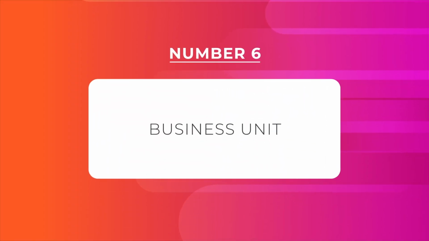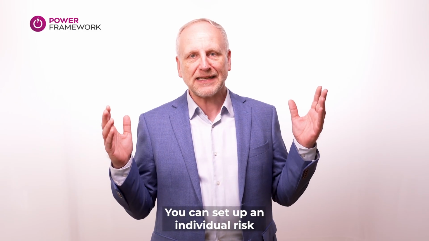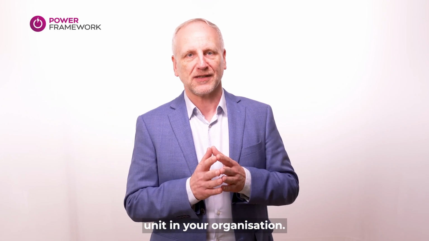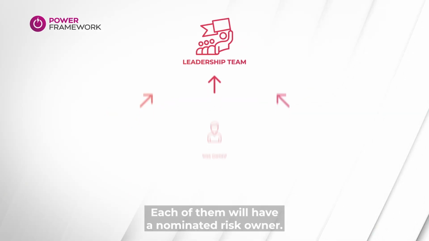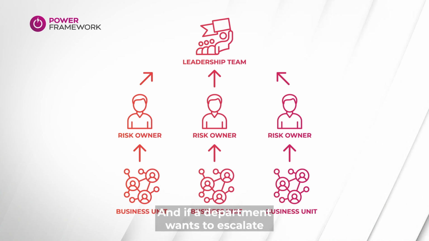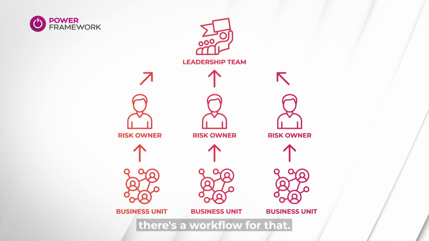Starting with my favorite feature, number 6, Business Unit. You can set up an individual risk register for each department or business unit in your organization. Each of them will have a nominated risk owner. And if a department wants to escalate a serious risk to a higher level, there's a workflow for that.